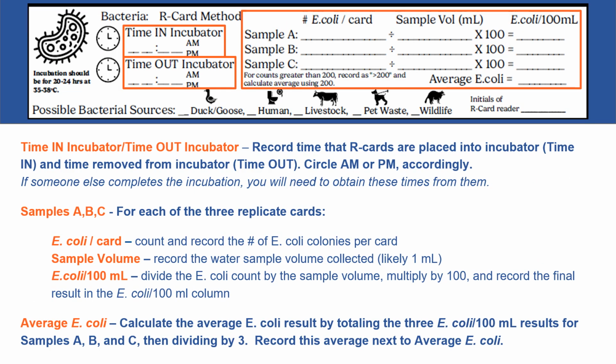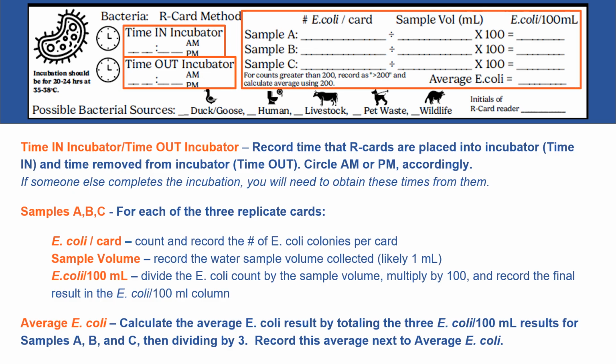The next section of the form relates to the incubation and counting steps of using the R-card method for your E. coli analysis. Following the guidance you received in the training, first record the time you place the cards in the incubator. Then, after incubating the cards for 20 to 24 hours, take the cards out of the incubator and record the time. For each of the 3 cards taken for this site, record the number of E. coli colonies counted on the card, the water sample volume you used, which is most likely 1 milliliter, and multiply by 100 for each sample, A, B, and C.